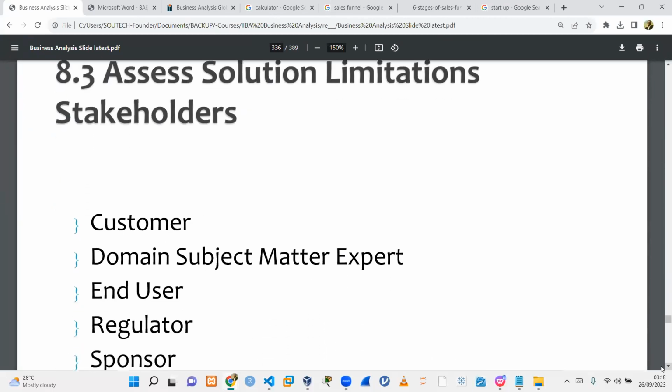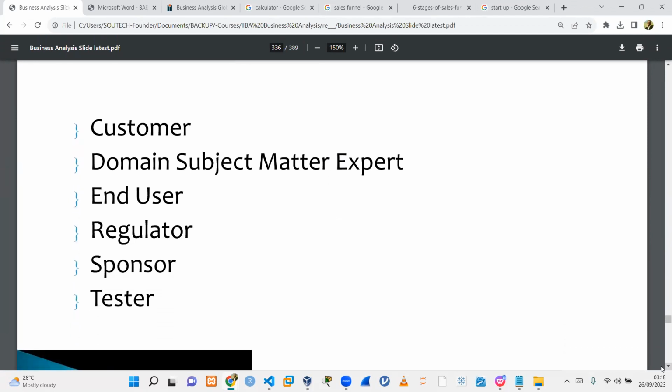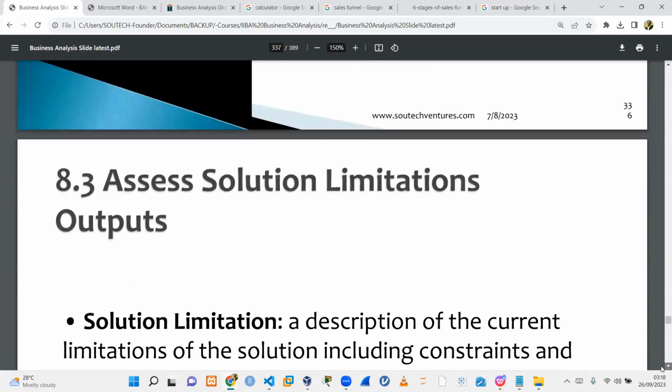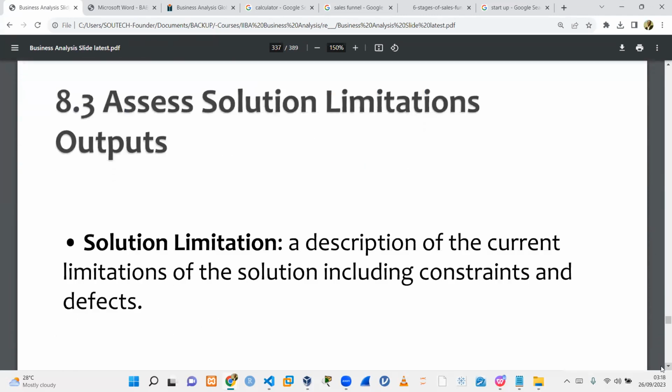Who can help you do this assessment? Customers can, subject matter experts, users, regulators, sponsors, and some testers. So what are you going to have at the end of the day? You have a document telling you what your limitations are.